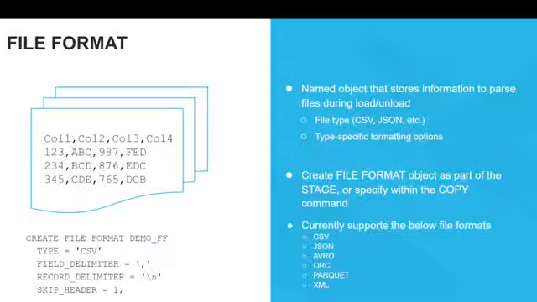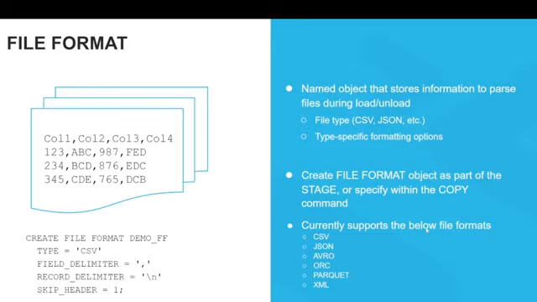A Snowflake file format contains information about the data files, such as the type of the file, whether it's a CSV or a JSON file, and any formatting options specific to each type of file used for the bulk loading or unloading process. The recommendation is that we create the file format as part of the stage. When creating a stage, we can mention that file format, or we can specify it within the copy command also. We will check these while we create the file format in Snowflake.